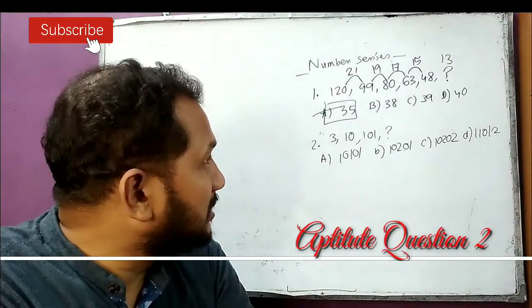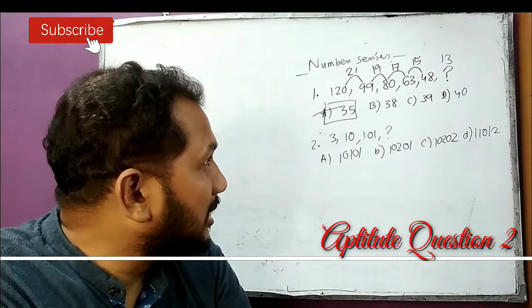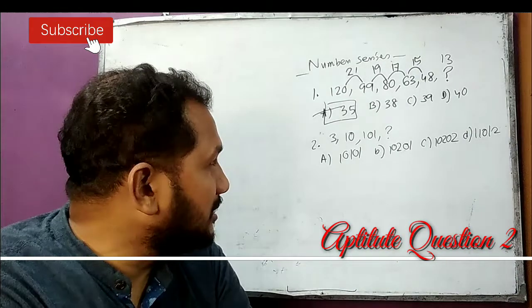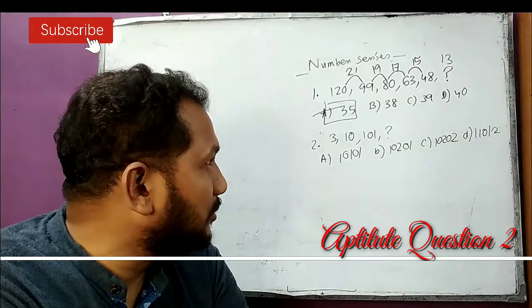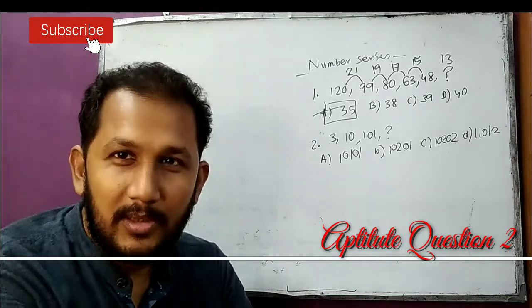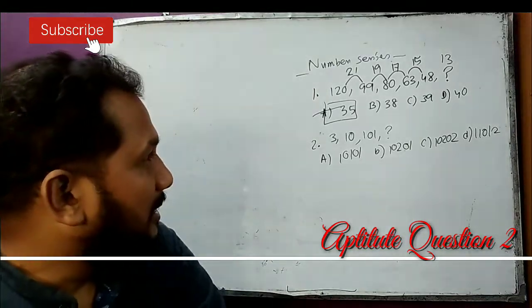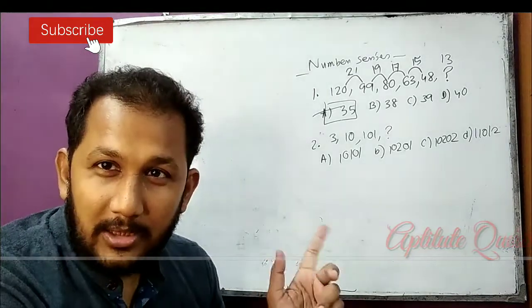Here the terms are 3, 10, 101 and question mark. There are four options as given: 10101, 10201, 10202, 11012. What will be the correct answer? Now your time starts now.